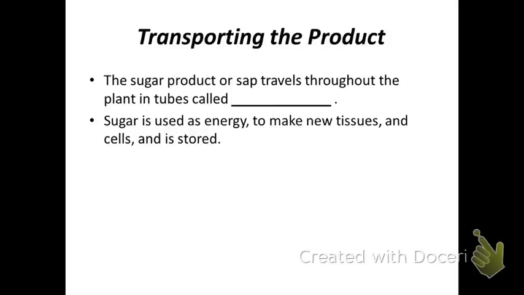After our glucose is made, we're going to transport that sugar product throughout the plant, remember, in our phloem, which is part of our vascular system. And that sugar is going to be used as energy, or it could be used to make new parts of the plant, new cells, or it could be stored in the plant for later use.